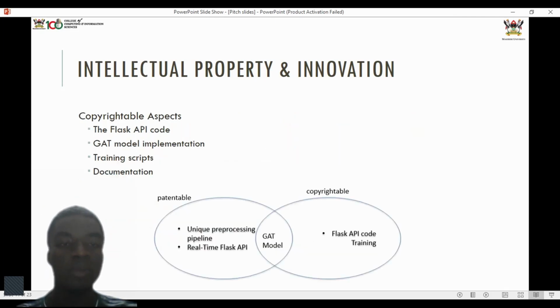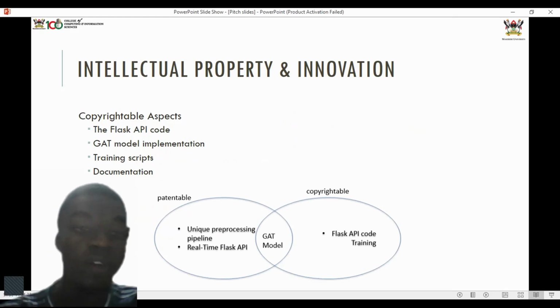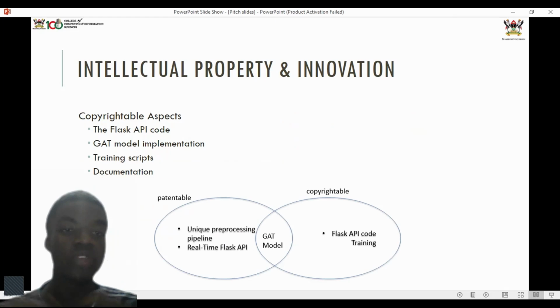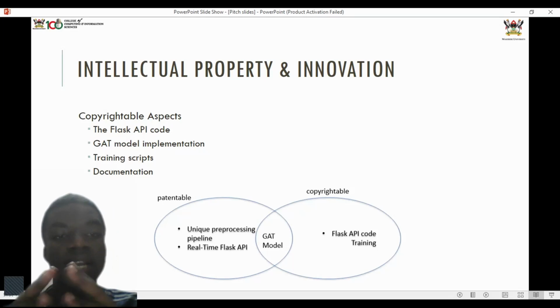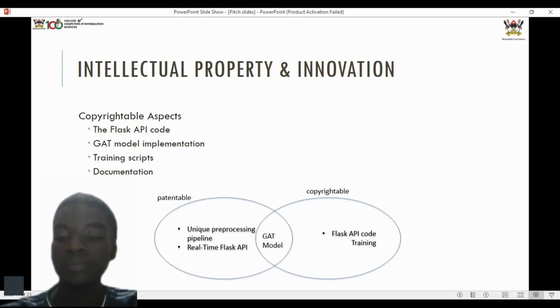Then we are having the copyright aspects. These are put in place to make sure that they safeguard our work from distribution and reuse by other people. Examples include the Flask API code, the GAT model implementation, our codes, then the training scripts, which are the codes we pushed on GitHub, and the documentation, which involves the concept paper that we wrote. So all these are copyrightable and we have ownership of them.